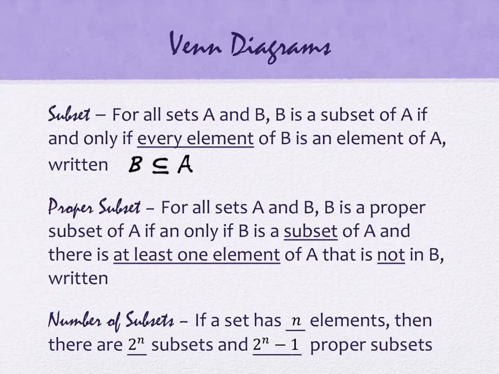We also have what's called a proper subset. A proper subset, first of all, has to be a subset. That's how language works. You put a modifier on a word, it's already got to be a subset to start with. So for all sets A and B, B is a proper subset of A if and only if B is a subset of A. That's the first deal. And then there is at least one element of A that is not in B.